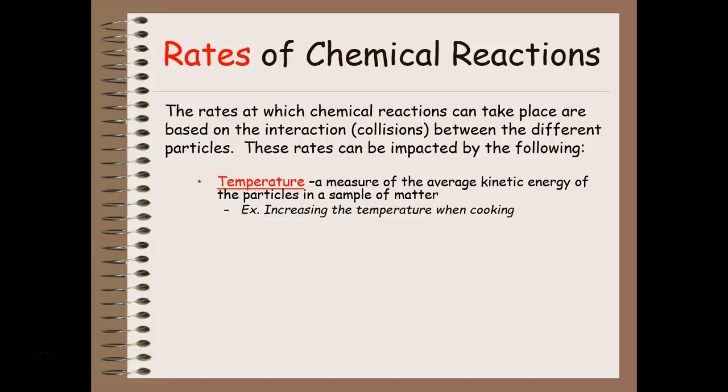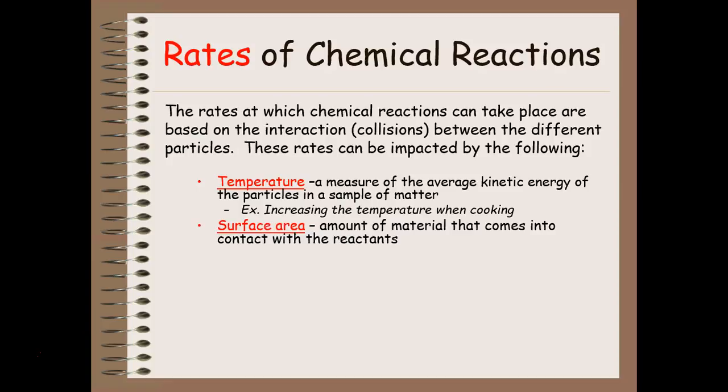For example, when you increase the temperature when you're cooking something, that causes the reactions that are changing the original compounds from one thing into another. Like for example, baking a cake, that increases those collisions and therefore causes the chemical reaction to happen faster.